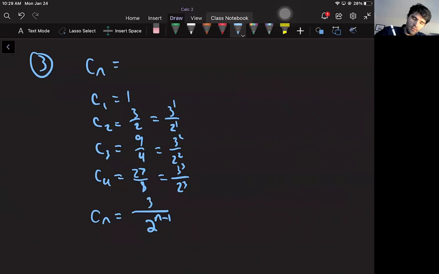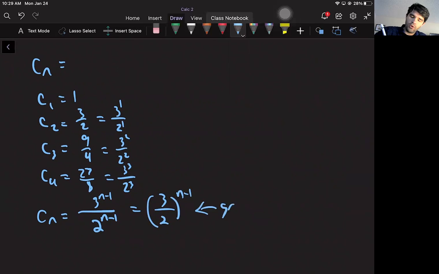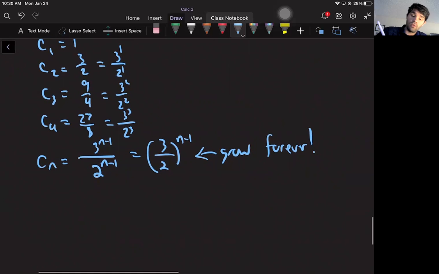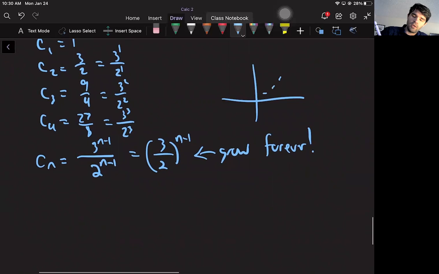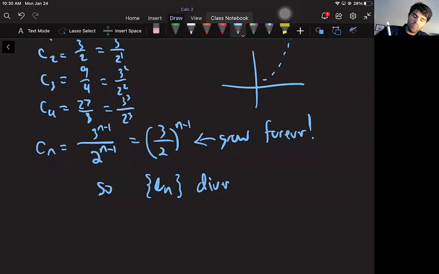And it's the same thing, 1 less than the index. And so because you can write this as 3/2 to the n minus 1, this will just grow forever. So the trick there is that if you have a number bigger than 1, and you do powers of it, it's just going to grow up and up and up forever. So this guy diverges. So you don't say that it has a limit.